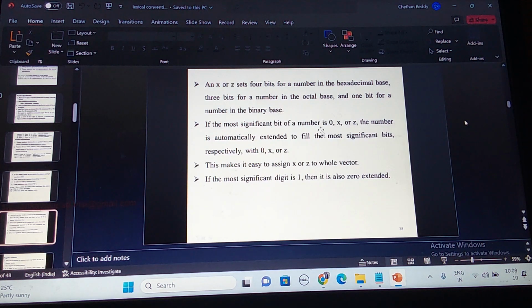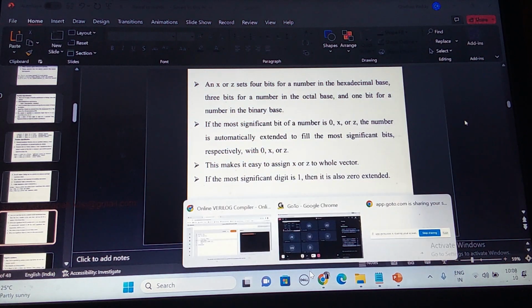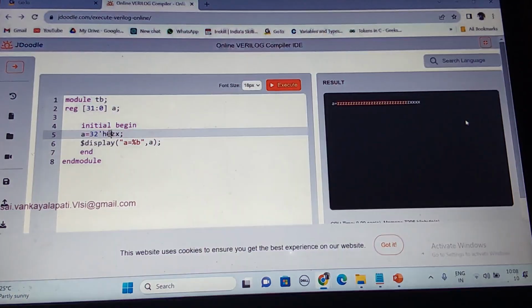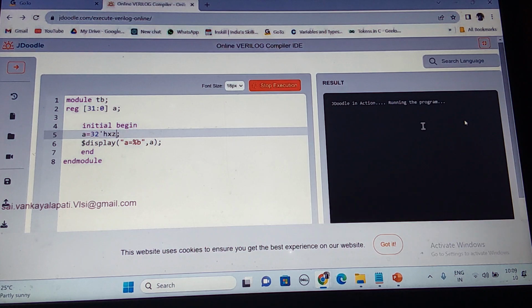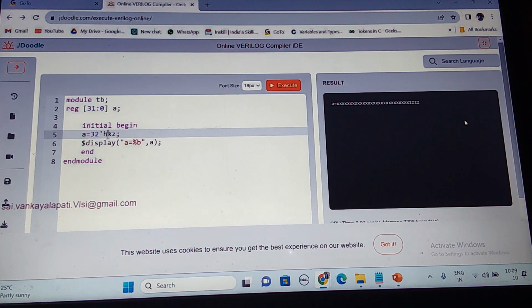If the most significant bit of the number is 0, X, or Z, the number is automatically extended to fill the most significant bits with 0, X, or Z respectively. So this is our example. If my most significant bit is 0, this 0 will be extended. If it is Z, Z will be extended. If it is X, X will be extended. But if the most significant bit is 1, it is filled and the rest of the bits are filled with zeros.